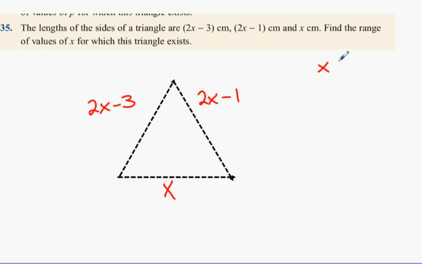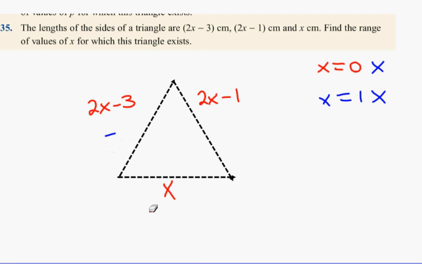Test out a few numbers. Why is 0 definitely not allowed? Why is 0 not allowed? Yes, sir. You can't have a minus length, can you? What's 2 times 0 take away 3? How can you have a triangle of length minus 3? Doesn't work, does it? No. X equals 0 doesn't work. What about x equals 1? 2 times 1 take away 3? Does it work? No, because once again it will be minus 1. Won't work.